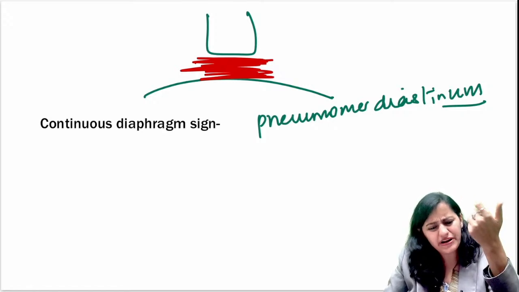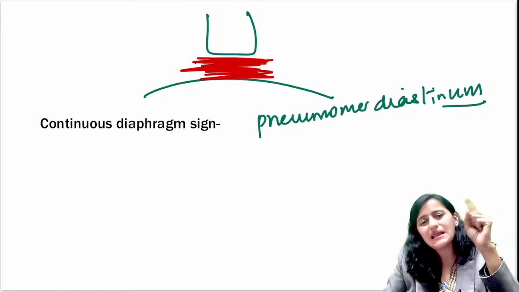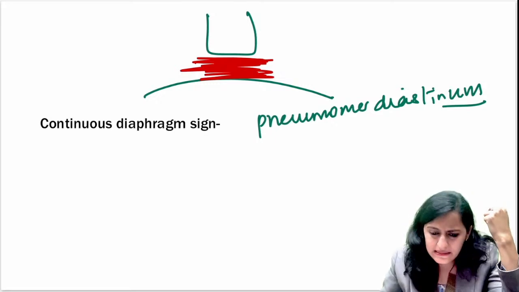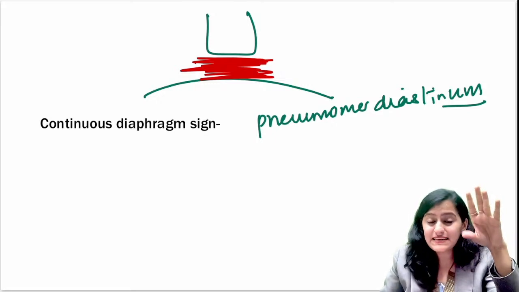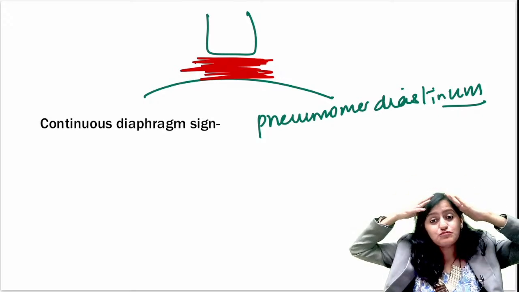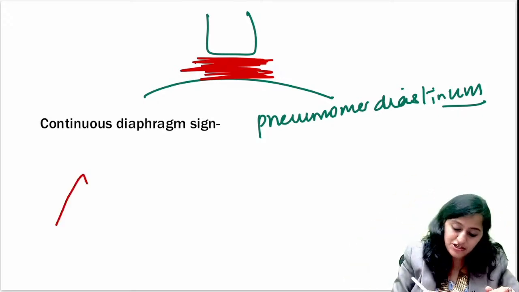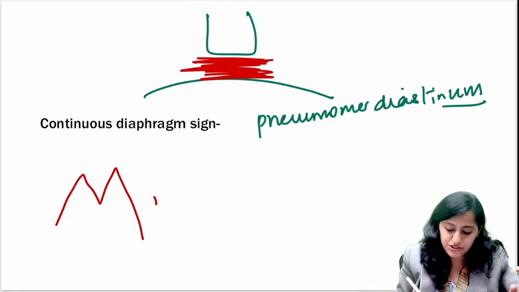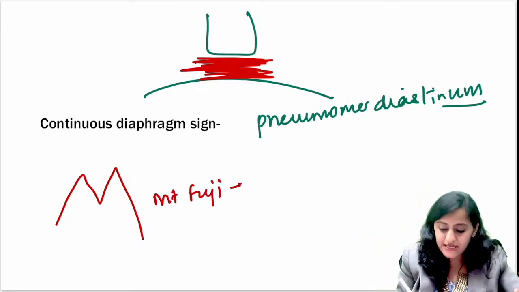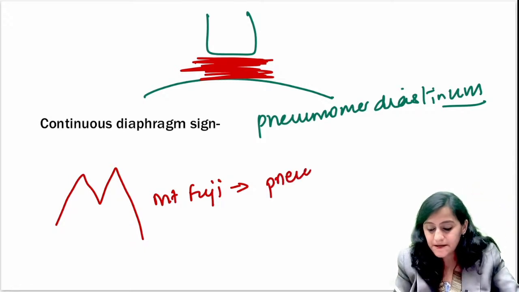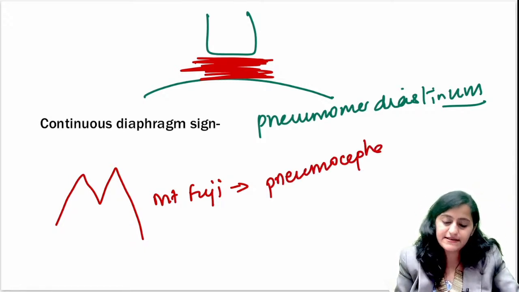Hemidiaphragm sign or double diaphragm sign? Double diaphragm sign is seen in pneumothorax. There is no hemidiaphragm sign per se. Mount Fuji sign is not that; remember Mount Fuji is in the head, in the brain. It is in tension pneumocephalus. When there is tension pneumocephalus in the brain, you have the Mount Fuji sign. So Mount Fuji is in the brain, air in the cephalic cavity, that is pneumocephalus.